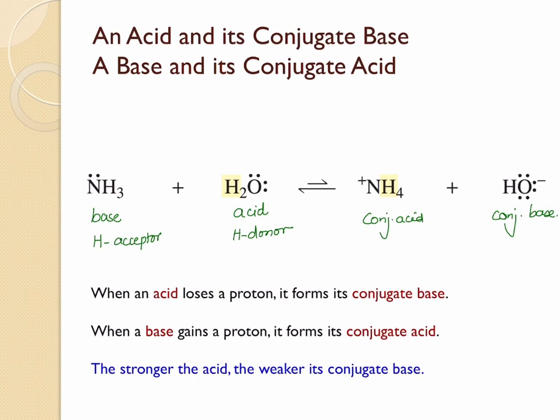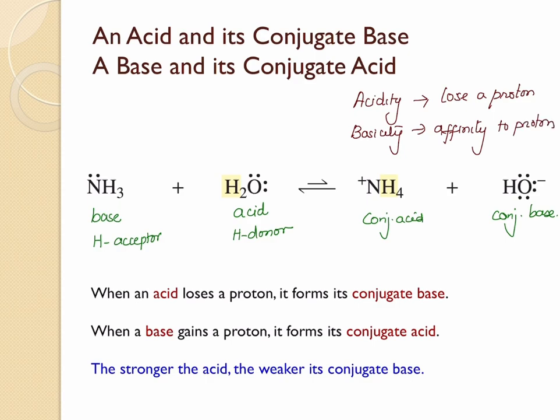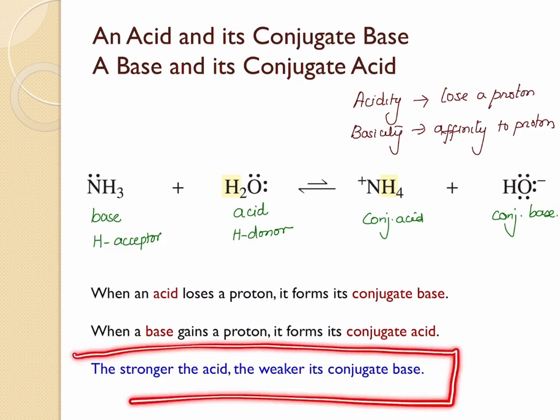Let us now look into the definitions for acidity and basicity. What is acidity? Acidity is the tendency of a compound to lose a proton, whereas basicity is just the opposite, where it has affinity to a proton. Now, when you say that an acid is very strong, then it has greater tendency to lose a proton, and therefore the conjugate base should be a weak base, which means it is going to have little affinity towards a proton. So on the whole, we can derive a relationship between acid and its conjugate base, wherein we can say the stronger the acid, the weaker is its conjugate base.